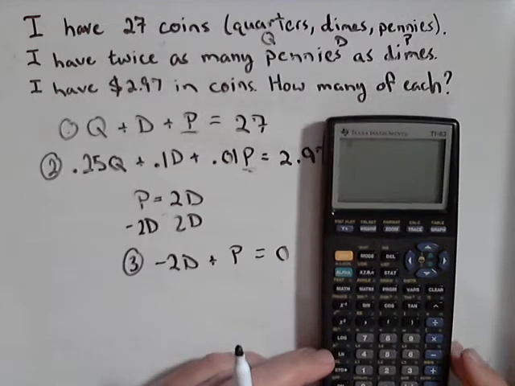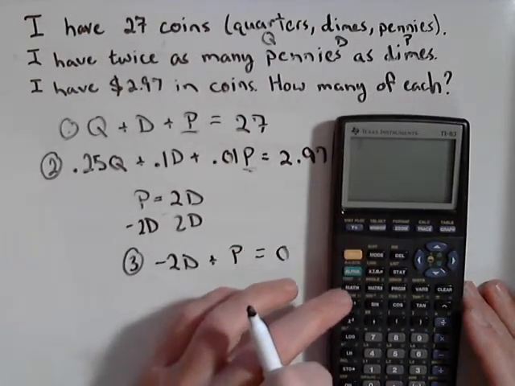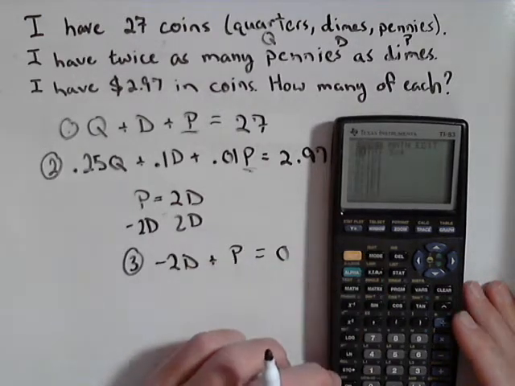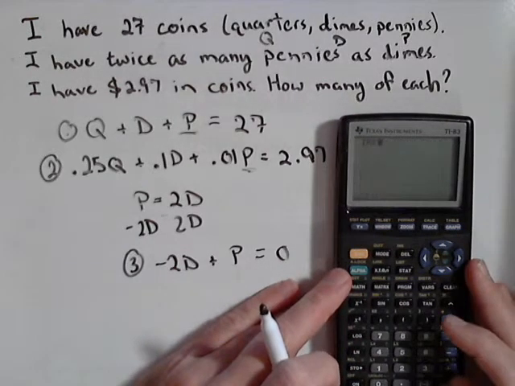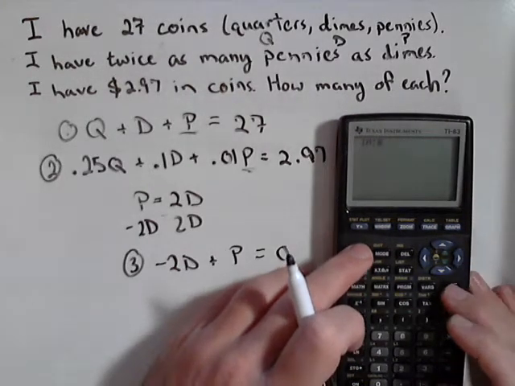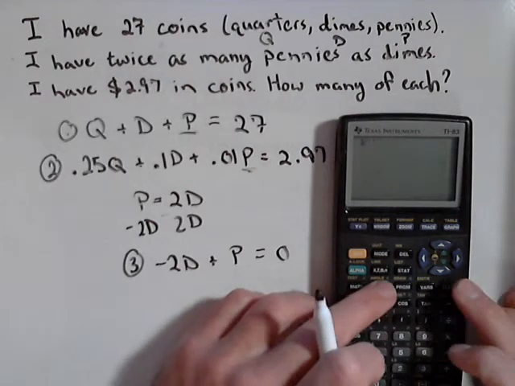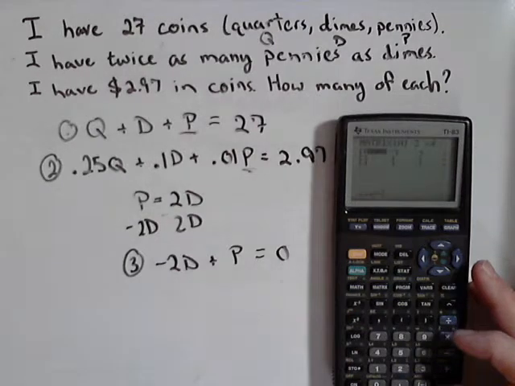So let's take a look at how we can do that. Okay. I've got other videos on how to enter these, so if you need some more help you can take a look at those. I'm going to go to matrix. Sometimes it's second matrix depending on your calculator. I'm going to do a 3 by 4 system. And so I need to edit matrix A, 3 by 4.